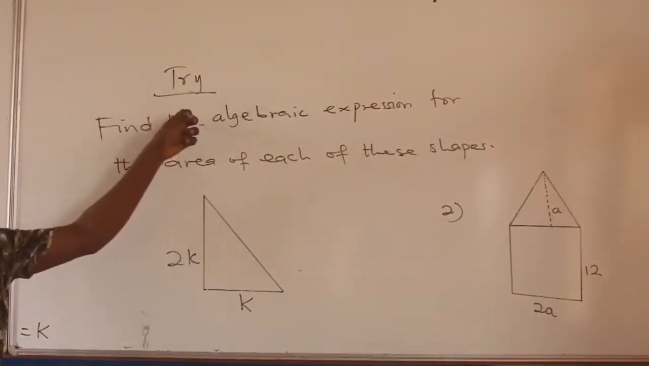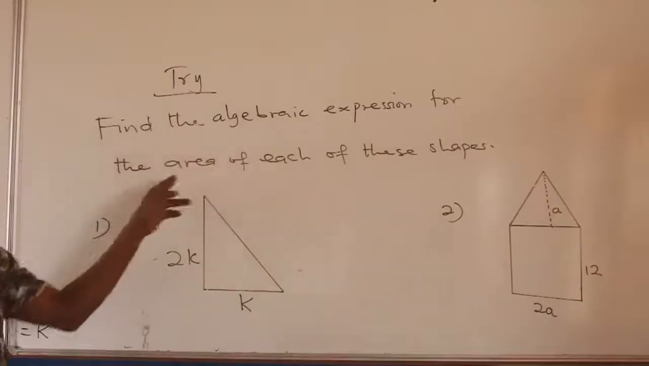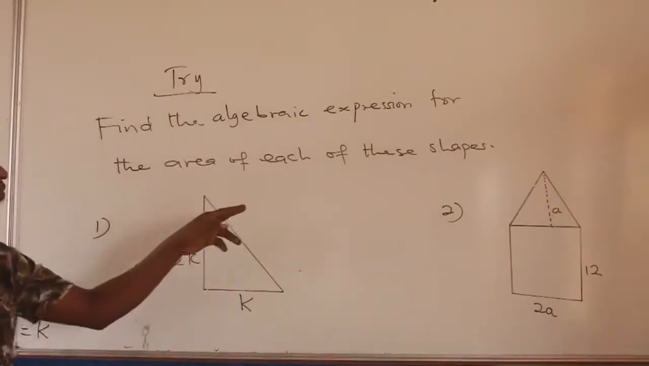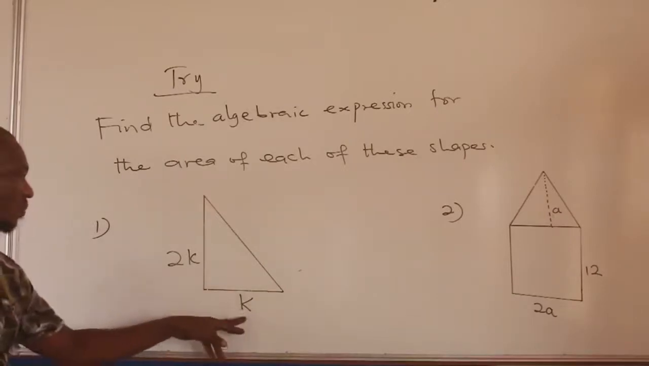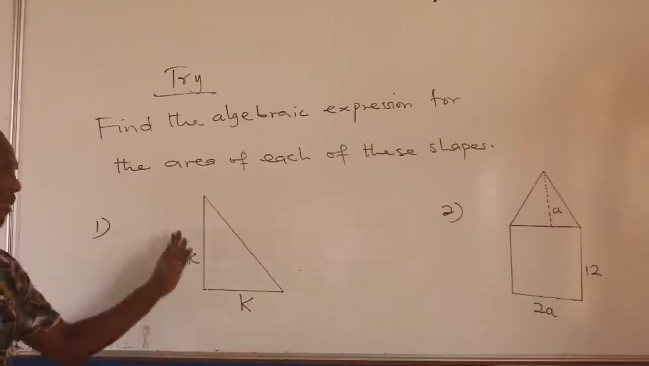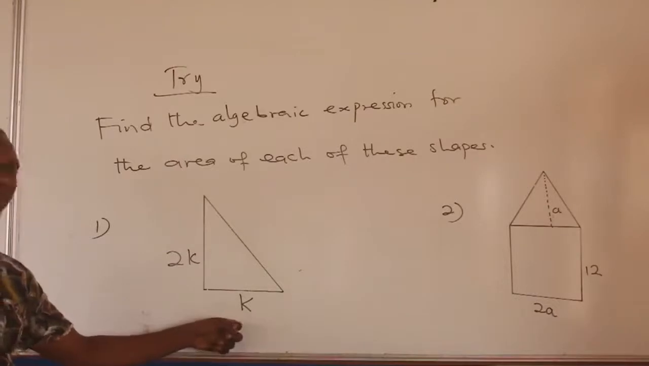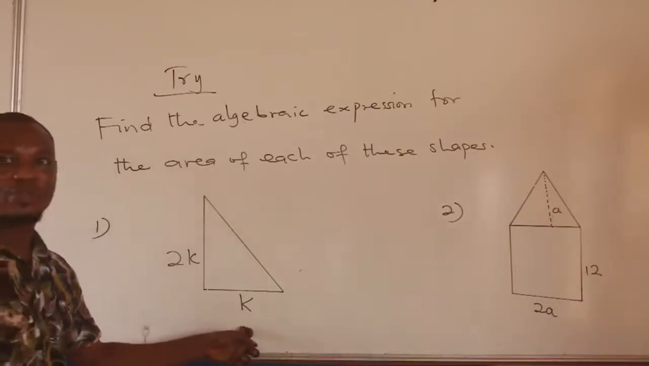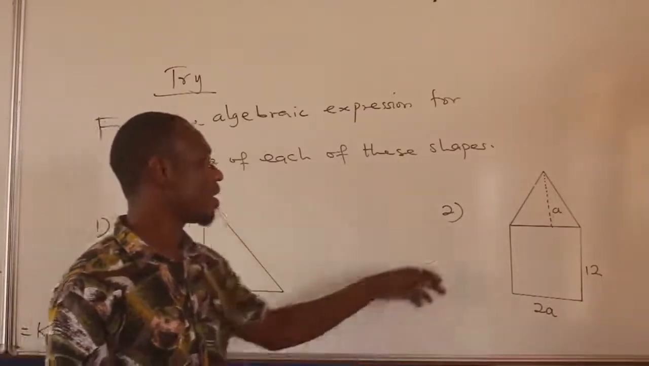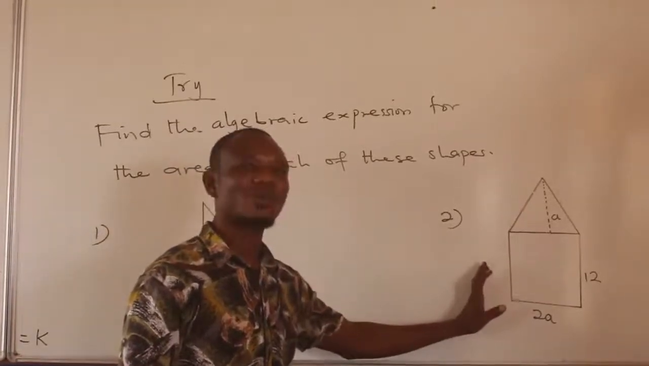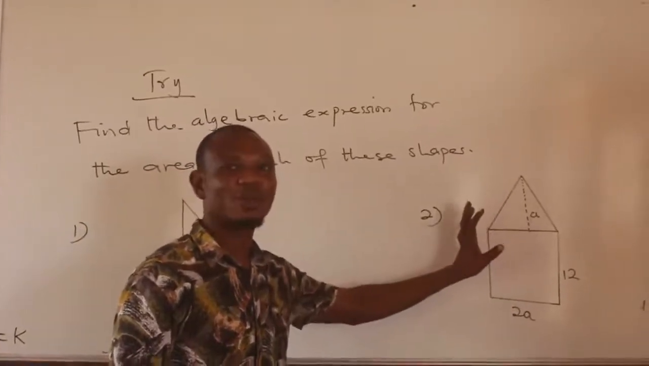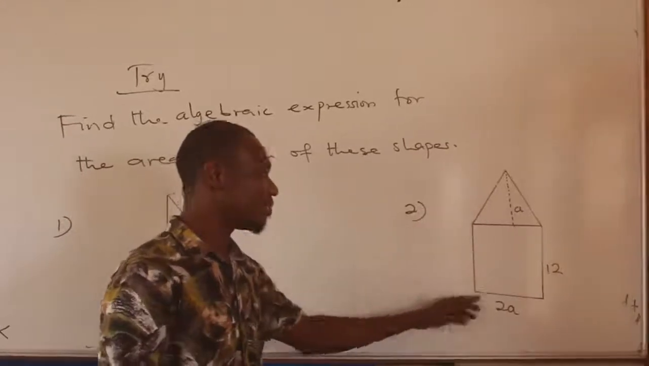Alright, so we are going to try this. Try this at home by yourself. Find the algebraic expression for the area of each of these shapes. The first shape is a triangle. That's 2k, k. And so you should be able to know the height and the breadth or the base. And here we have a rectangle with a triangle on top.